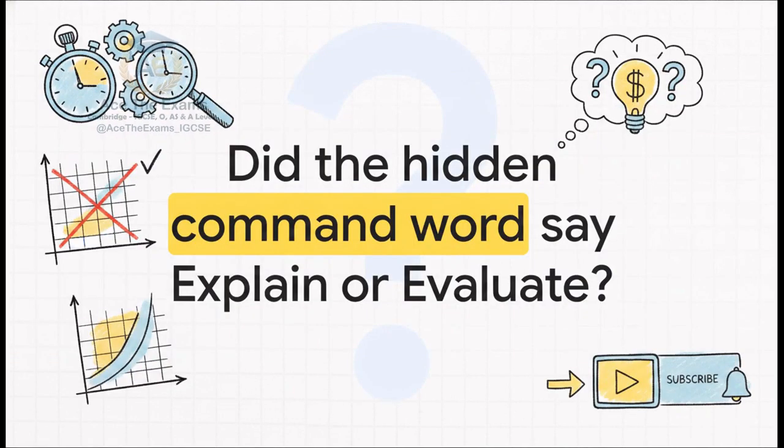But here is the ultimate trap. Let's say you applied our high-mark framework perfectly. Your units are flawless, your significant figures are spot on, and your graph is an absolute work of art. But you still lost the final crucial mark. Why? Because you misunderstood the hidden command word. Did the examiner ask you to describe, explain, or evaluate? Because if you describe when you were actually supposed to explain, all your beautiful data means nothing.